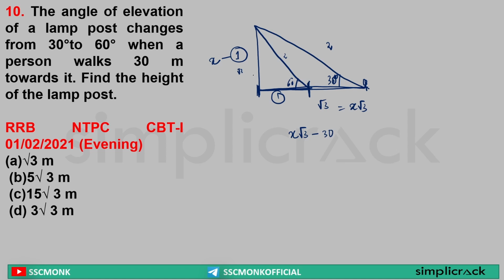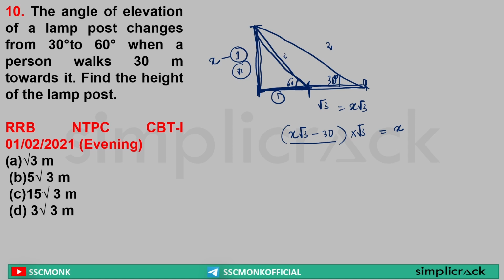So if this is 1 part, this distance will be what? Root 3 because of 60 degree angle. Yes or no? So x root 3 minus 30 multiplied by root 3 is the height of this total thing. Yes or no? And this is equal to actually what? X. Because we are talking about two equations. In the first triangle, this was x and this was root 3. In the second triangle, this is becoming x root 3 minus 30 multiplied by root 3, which is equal to x. Yes or no?